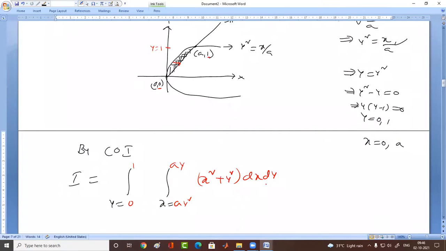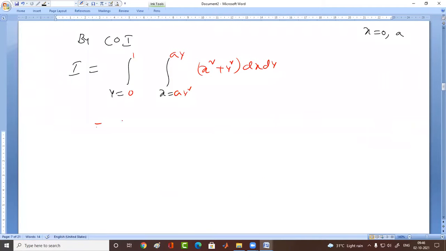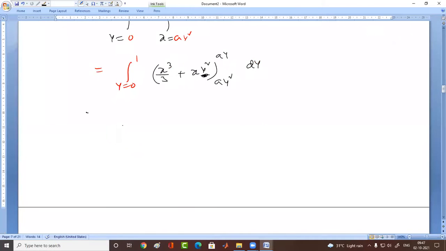Now integrate with respect to x, then integrate with respect to y, 0 to 1. Now x square integration is x cubed by 3 plus x into y square, with limits a y square to a y, dy. Now substitute the limits. Y is 0 to 1.